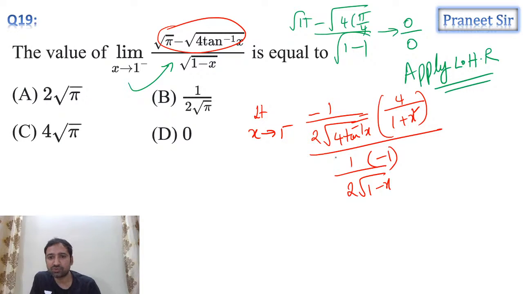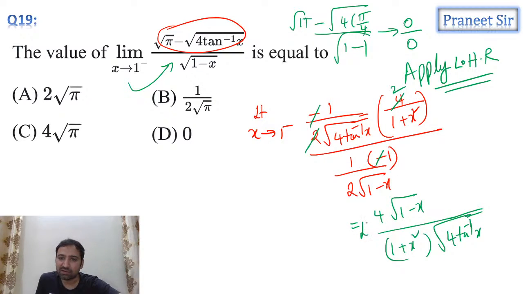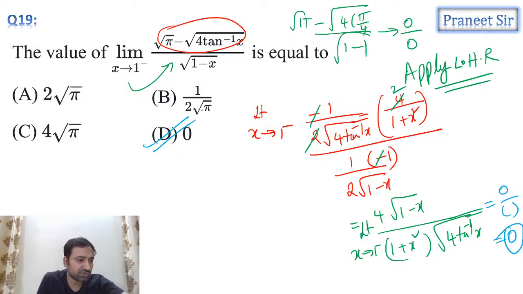So when you substitute x equals 1 here, 1 gets cancelled, and the remaining part you can simplify. 2 is getting cancelled 2 times. So in total we get 4 times square root of 1 minus x, by, in the denominator, 1 plus x square into square root of 4 tan inverse x. Now apply the limit x tending to 1 minus. Numerator clearly we are getting 0 guys, and denominator we are getting finite. So 0 by something, so we'll get 0. So 0 is the answer. So fourth option is the answer.